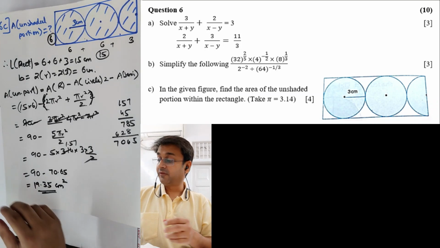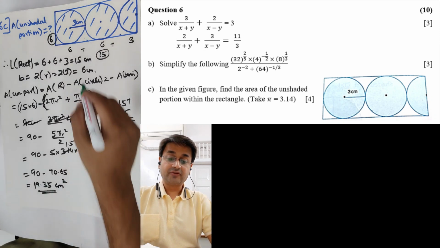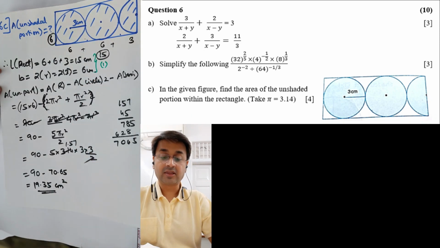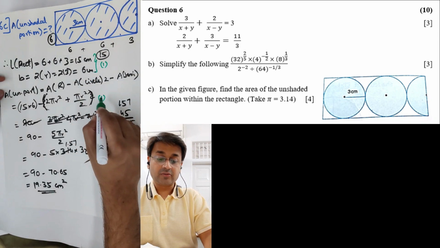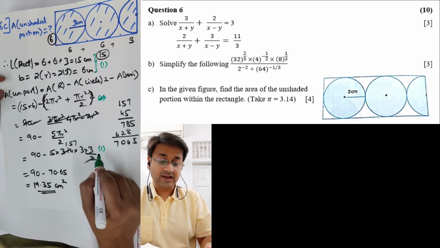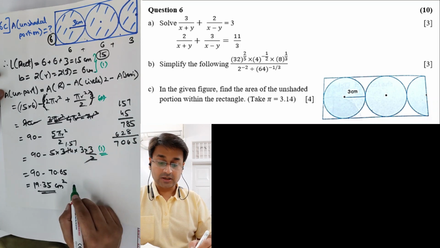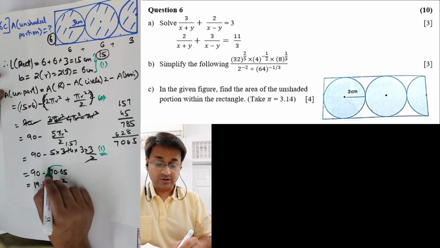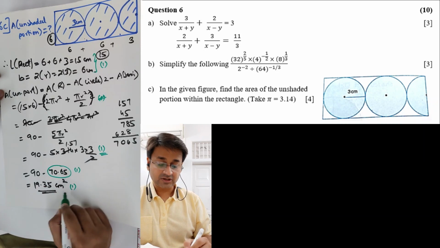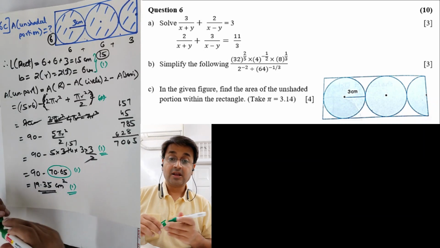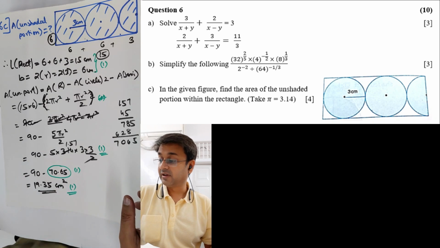Again, very important from area and perimeter. So first 1 mark when you get your length and breadth correct. Next 1 mark when you substitute the values and correct formula. The third mark you can get when you get this correct, and last 1 mark when you get this correct. That's how you can give 4 marks to yourself.